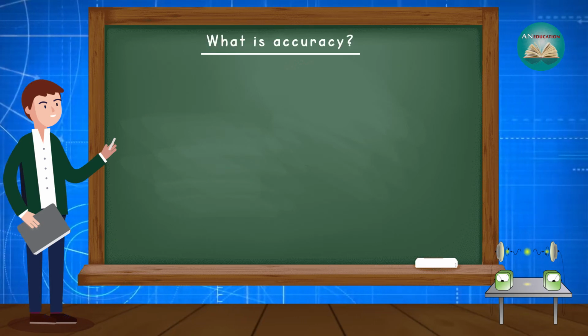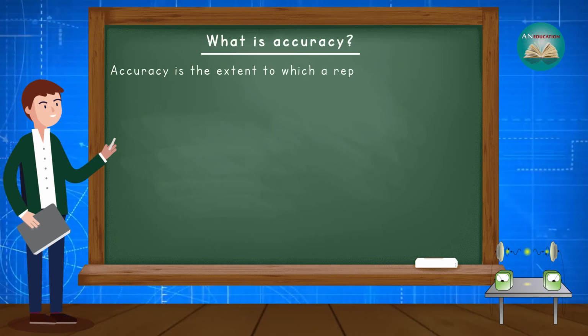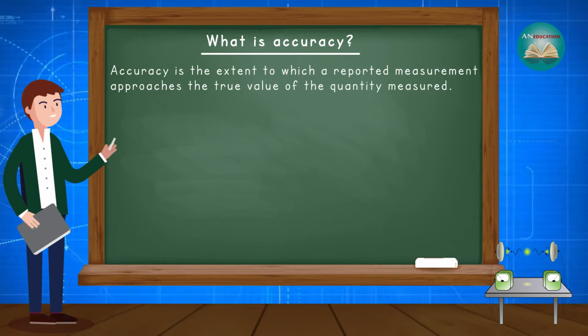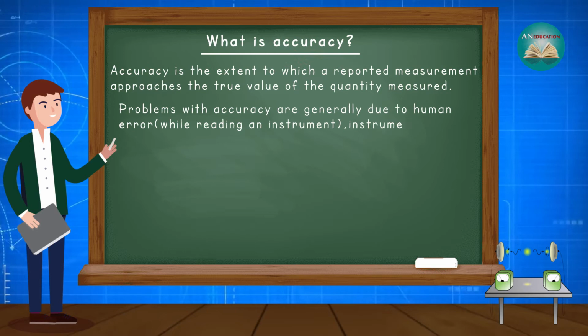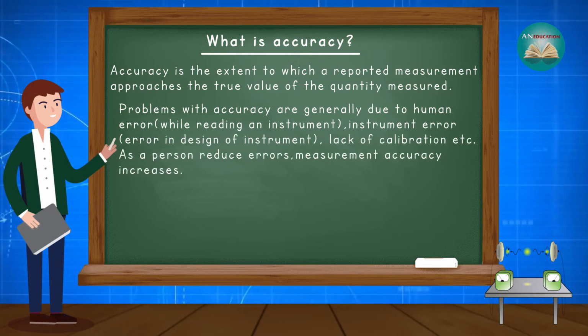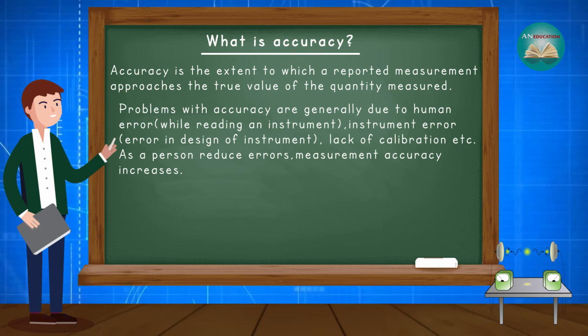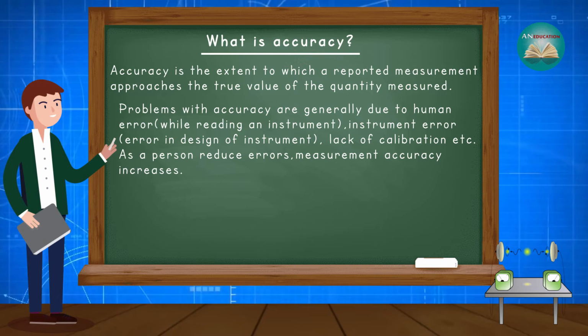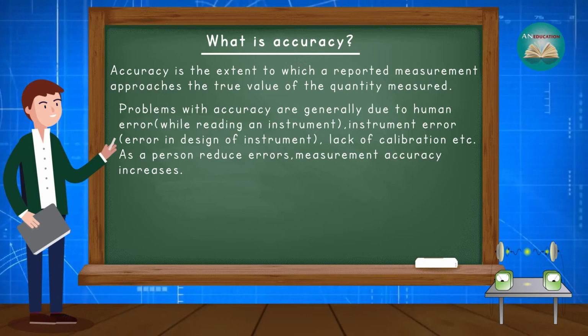After that, let's discuss what is accuracy. The accuracy is the extent to which a reported measurement approaches the true value of the quantity measured. Problems with accuracy are generally due to human error while reading an instrument, instrument error, error in design of instrument, lack of calibration, etc. As a person reduces errors, measurement accuracy increases.